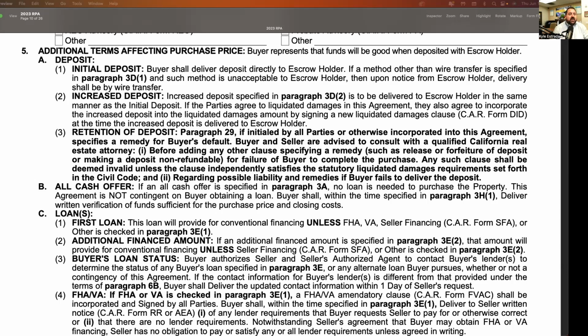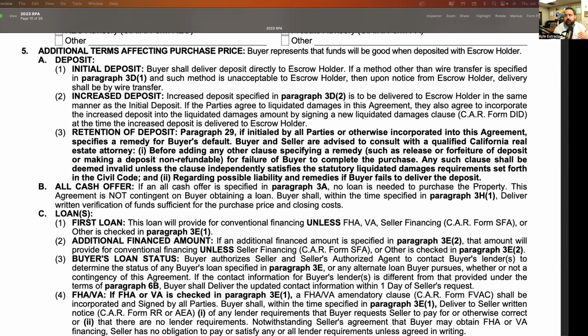Paragraph 29, if initialed by all parties or otherwise incorporated in this agreement, specifies a remedy for buyer's default. Buyer and seller are advised to consult with a qualified California real estate attorney before adding any other clause specifying a remedy, such as release or forfeiture of deposit or making a deposit non-refundable for failure of buyer to complete the purchase. Any such clause shall be deemed invalid unless the clause independently satisfies the statutory liquidated damages requirements set forth in the Civil Code, and regarding possible liability and remedies if buyer fails to deliver the deposit.